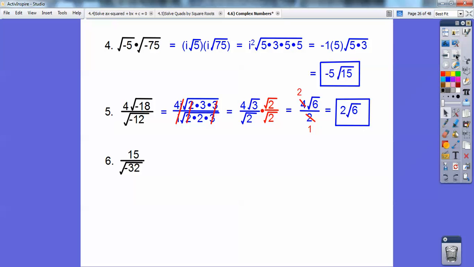On this one, I've got to pull the i out first, all right? And then 32 is 2 times 2 times 2 times 2, 5 of them. And then two 2s brings 2 pairs of them out. You get 4i root 2.